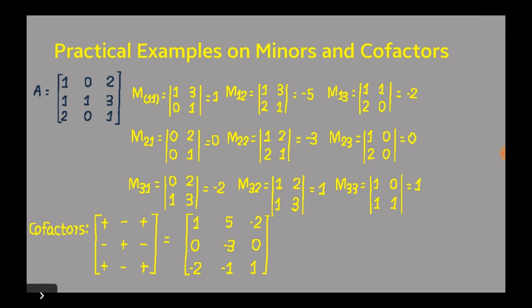So let's see the cofactors here. The first row must be positive, negative, positive. The second, negative, positive, negative. And the third, positive, negative, positive. So 1 is positive. Negative, it must be minus 5, so we cancel to 5. Positive is minus 2. So 0, minus 3, 0, minus 2, and here we put negative, minus 1, and 1. So this is the correct situation as we have determined.